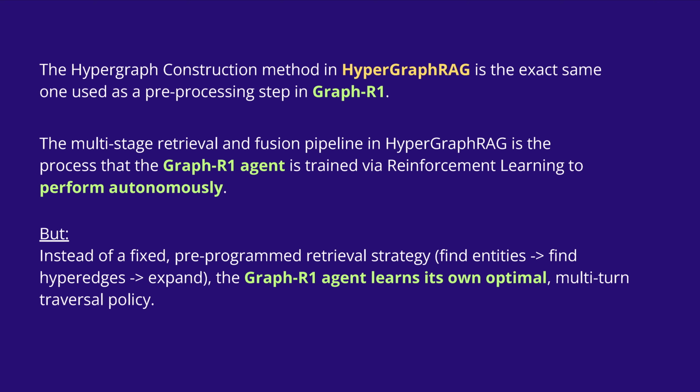That's it. And the beauty is, instead of a fixed, hard-coded number of loops, the number of levels and whatever pre-programmed retrieval strategies, now we have a more complex mathematical optimization process where the Graph-R1 agent learns on its own its optimal multi-turn policy to find a solution to the human query.